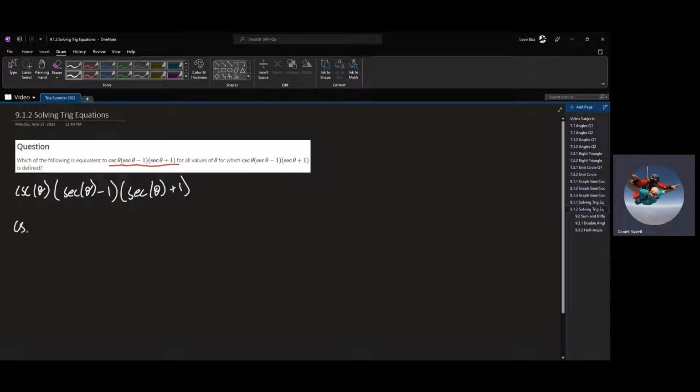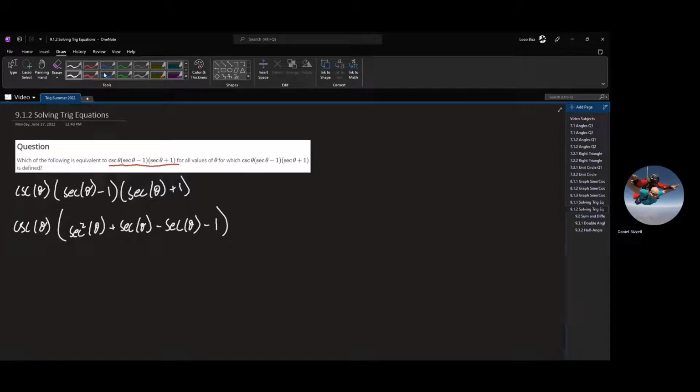So we've got cosecant theta. Now we're going to FOIL this inside. So secant times secant is secant squared theta. Then secant times 1 is plus secant theta. And then negative 1 times secant is negative secant theta. And then negative 1 times 1 is negative 1. So we can see right here our middle terms cancel out.